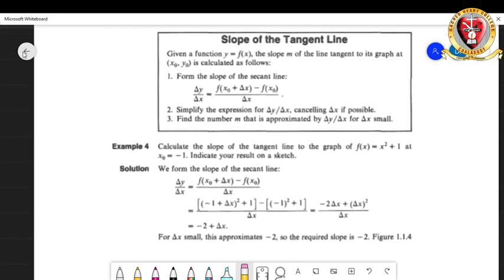And then what you have to do in the pattern? Simplify that expression of delta y by delta x by cancelling out all delta x from the numerator and denominator as much as possible, as we did earlier. Then what we do is make this delta x go closer to the value 0 and then find the number m which is approximated by this delta y by delta x. The similar pattern which we followed to find instantaneous velocity and average velocity earlier.